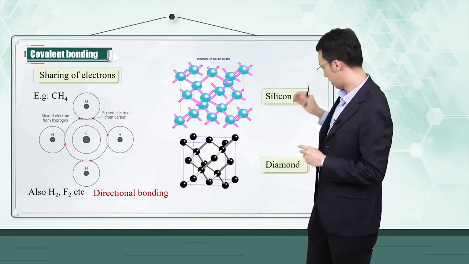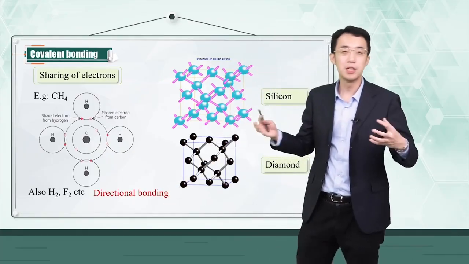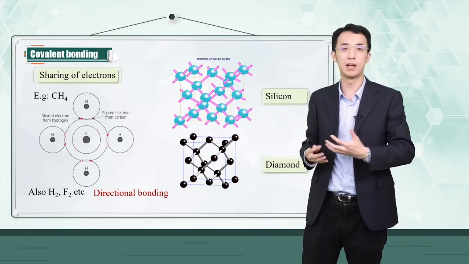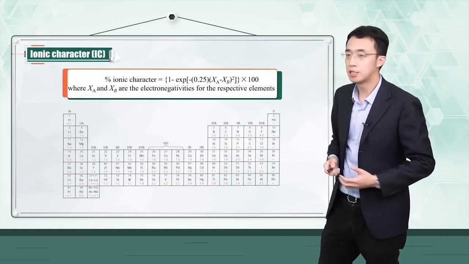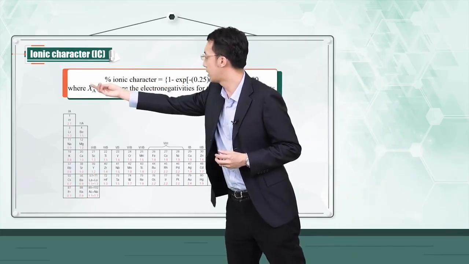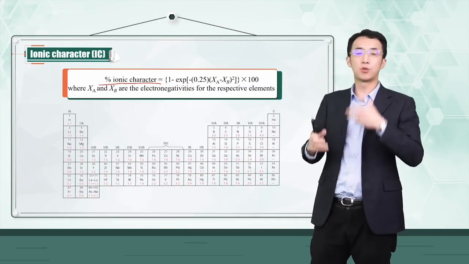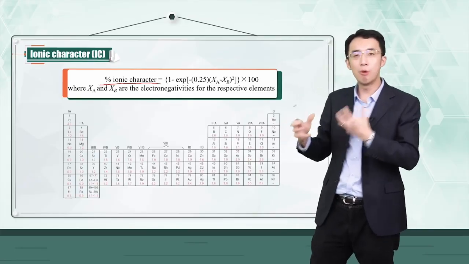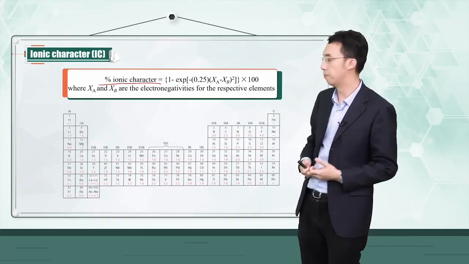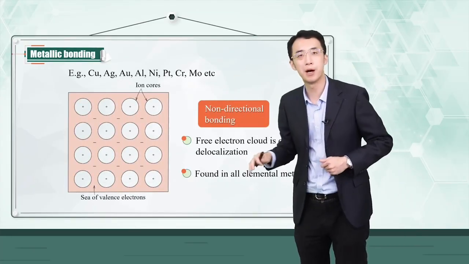The second type of specific chemical interaction is covalent bonds, which is formed by sharing of electron, usually between two non-metal elements. And in these elemental materials, for example, hydrogen, fluoride, or silicon, or diamond. And it is a so-called directional bonding because the share of the electron is only partial, right? So it's not a complete transfer like ionic bonds.